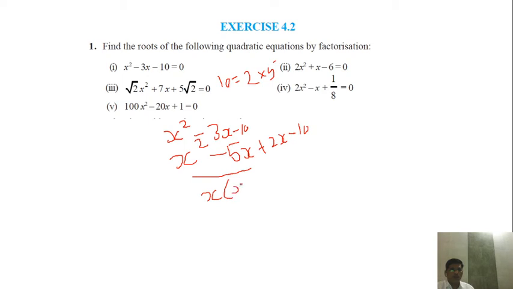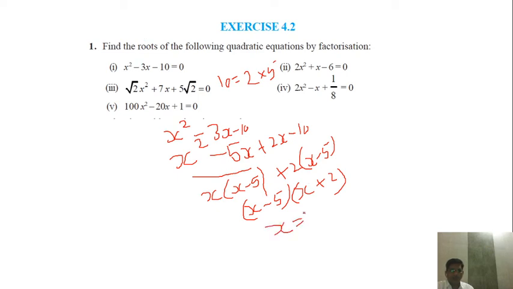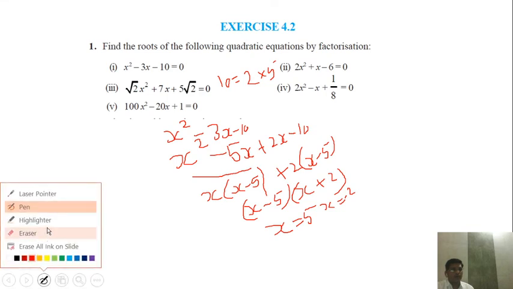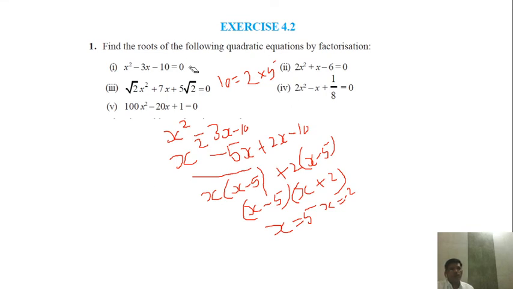So I have to write x minus 5. Here plus 2 is common, so I have to write x minus 5. So x minus 5 and x plus 2. Again by the factorization method we have to find the two roots. So x is equal to 5 and x is equal to minus 2. So two roots we have got. That is exercise 4.2, question number first.